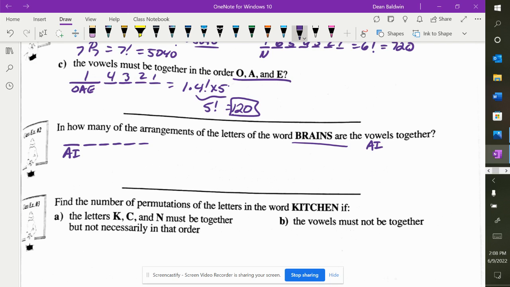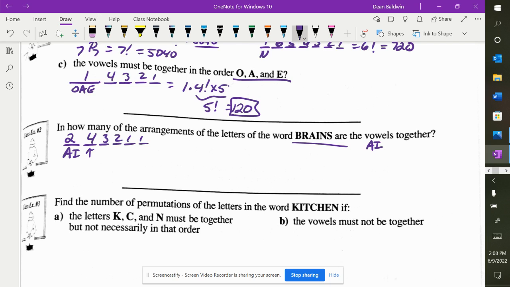Now, does it have to be A and I? Or could it be I and A? Could be I and A as well, right? So that means there's two ways to arrange those letters. It could be AI or IA. How many choices now do I have for the next letter? How many letters are there total again? 6. So there's 5 objects now, 4 ways. Then 4, 3, 2, 1.